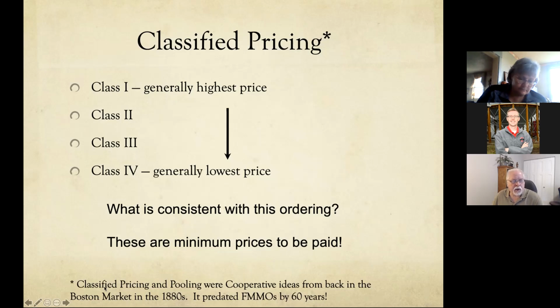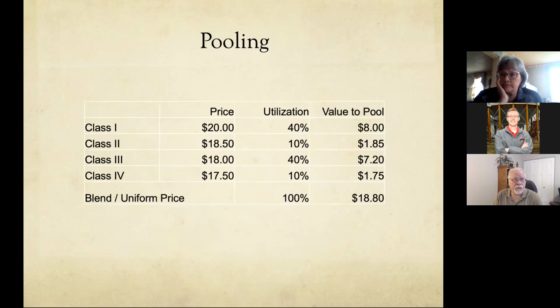And I would say that these whole ideas of classified pricing and pooling were cooperative ideas, and they go all the way back to the Boston market in the 1880s. And that was 60 years before we had federal orders. So what's pooling? Here's an example. We have classified prices over here. I'm just saying $20 for class 1, $18.50 for class 2, $18 for class 3, and $17.50 for class 4. And this is the utilization in this fictitious order that I've got, roughly something like we see in the US. If you multiply these two things, you're going to get $8. That's a contribution to the pool, and so forth.